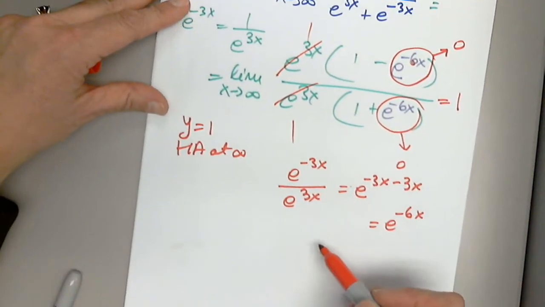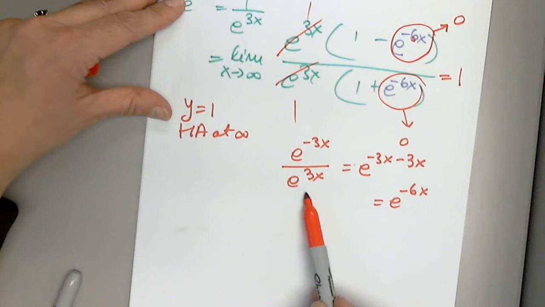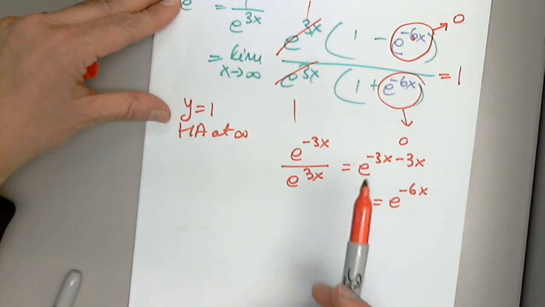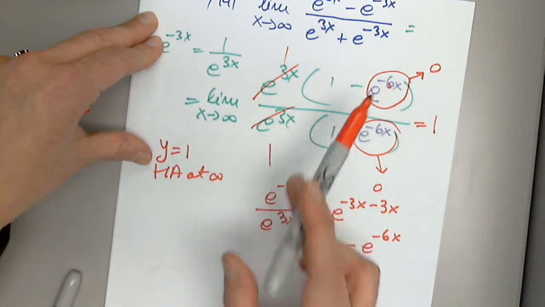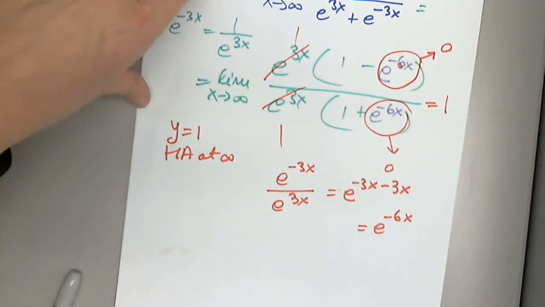Or you say I'm dividing because I pull out, I factor out. So I'm dividing e to negative 3x by e to 3x. Copy the base, subtract the exponents. So that's how I get e to negative 6x. Better? Everyone, any questions? Any questions, please?